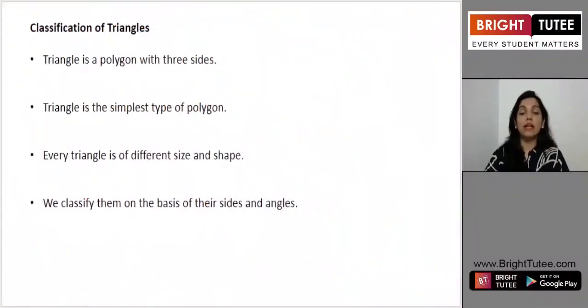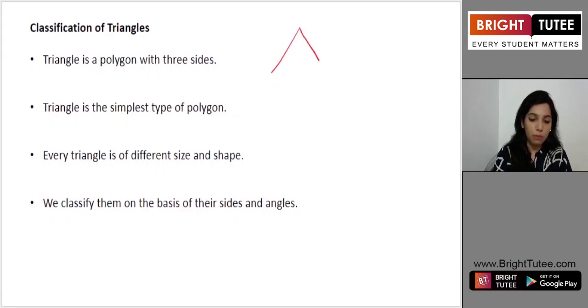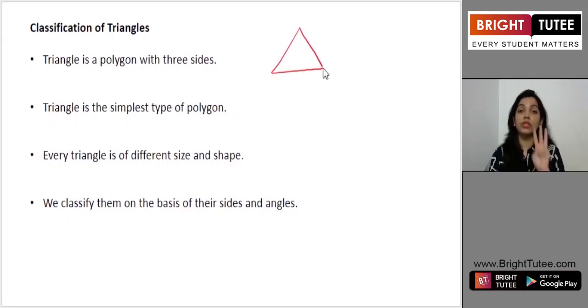Let's read about the classification of triangles. This is a very important and interesting topic to learn. A triangle is a polygon which has three sides, right? We have already learned what a polygon is. It is a 2D shape which is made up of line segments. A triangle is the simplest type of polygon. If we draw a polygon with just three sides, we end up forming a triangle.